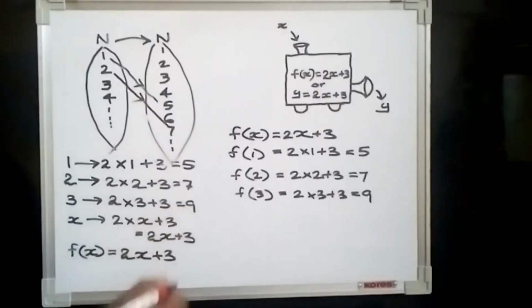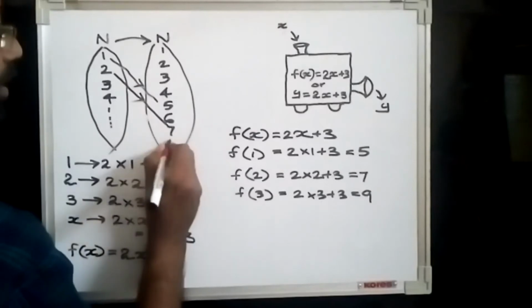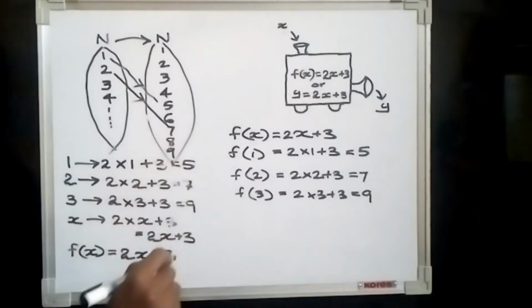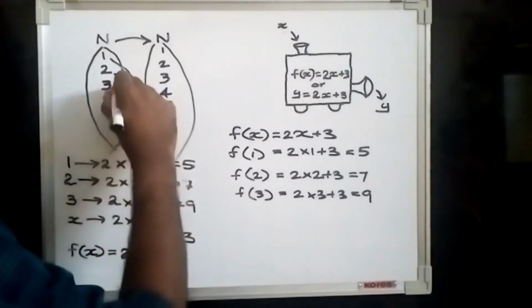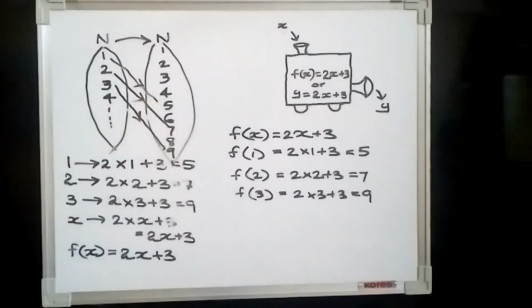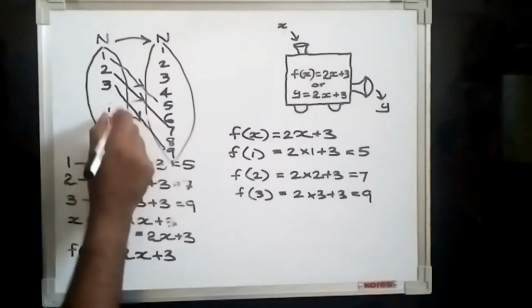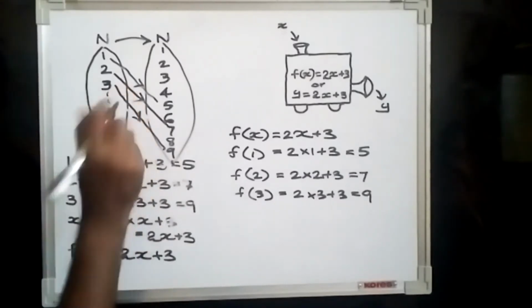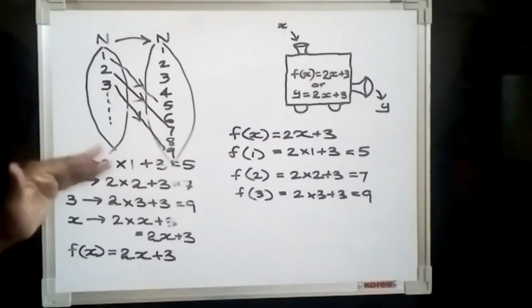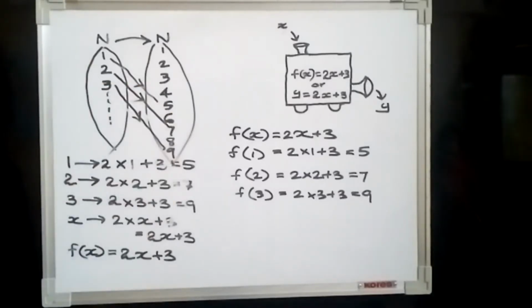And 3 is related to 9. Let us write 8 and 9 also. When 3 is the input, 9 is the output. 3 is related to 9. And similarly, 4 is related to 11. Thus, it is clearly a function, because every element in the first set has its own image in the second set.